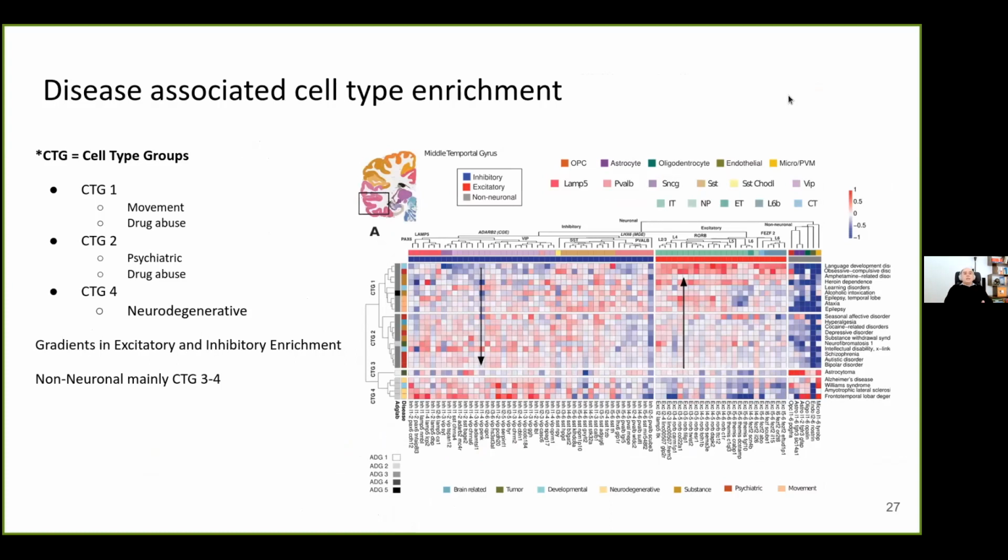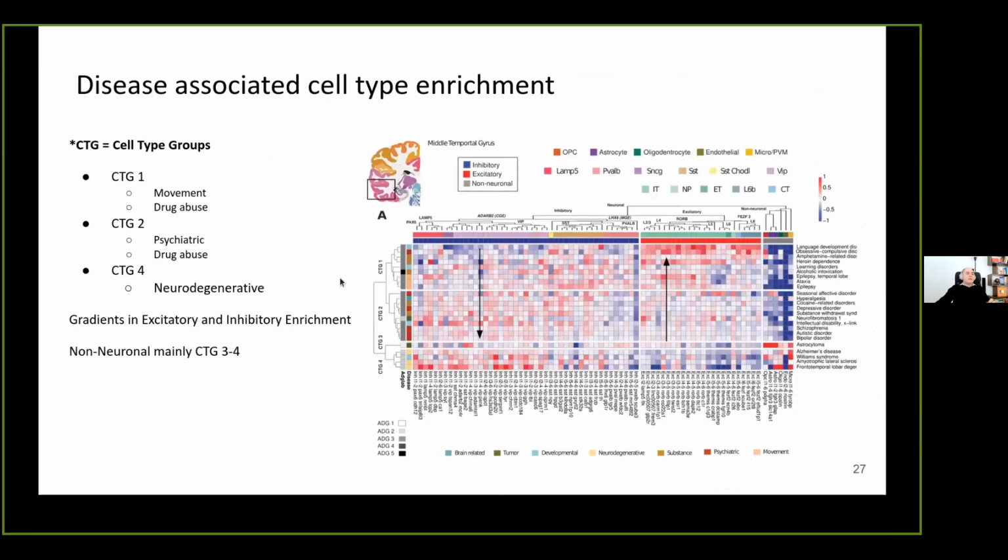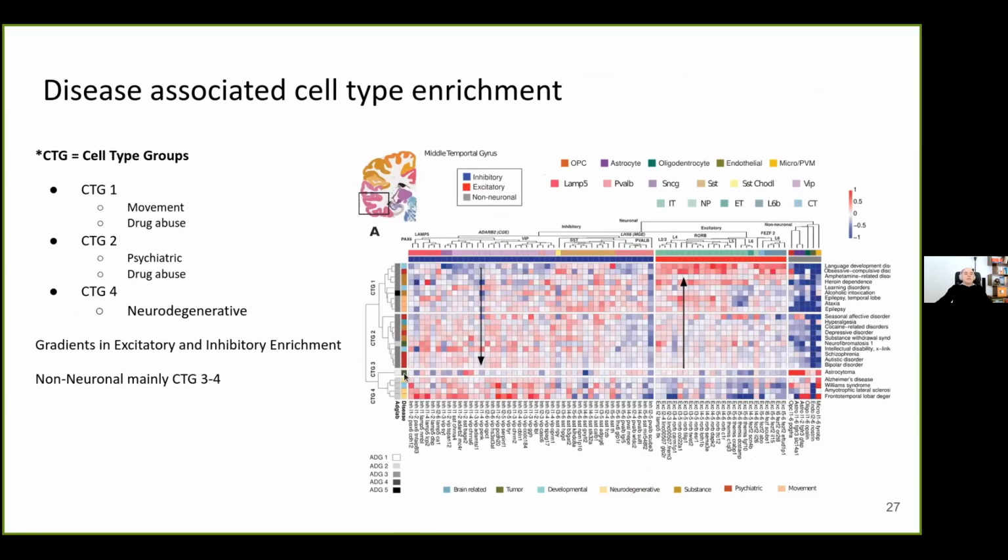So we repeated the clustering for these 24 disorders, and we found 4 different cell type groups, with one group being astrocytoma, which is highly expressed in non-neuronal cells, and the rest of the disorders being categorized in CTG1, CTG2, and CTG4. CTG4 is mainly the neurodegenerative disorders that had higher cortical expression, and they have both non-neuronal and neuronal expression.